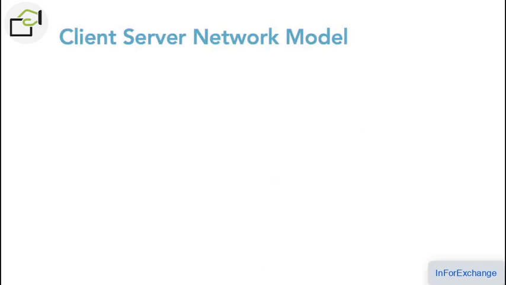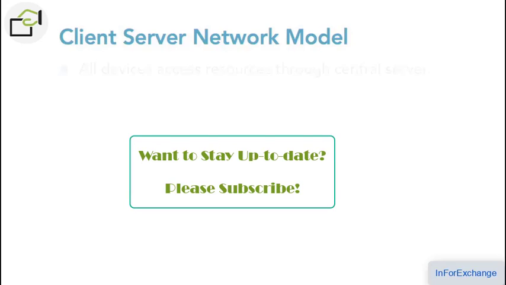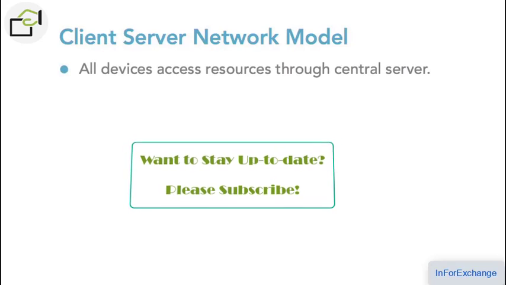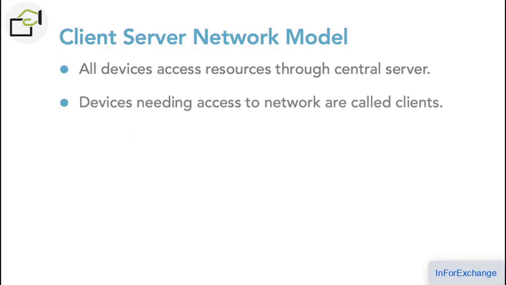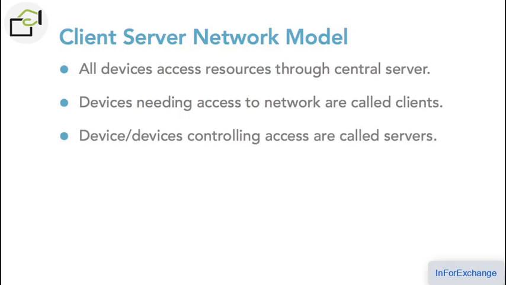The other management model is the client-server network management model. In a client-server configuration, all devices access the resources on the network through a central server. In this case, for the device to get on the network, it needs to connect to the server, and every device on the network that is not the server is called a client. The device or devices that control access to the network and the resources on the network are called servers. Servers can just control access to the network. They can also control access to files, access to printers, and many other things. But any device that actually controls access or something else on the network is a server of some sort.